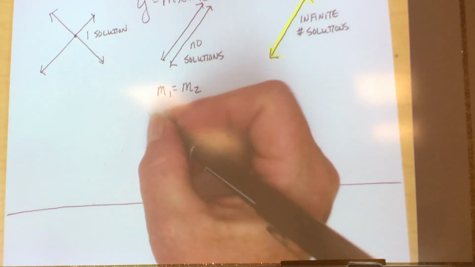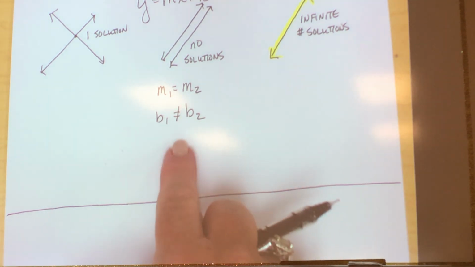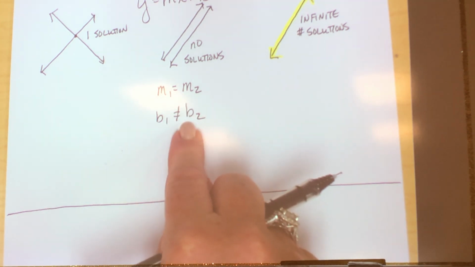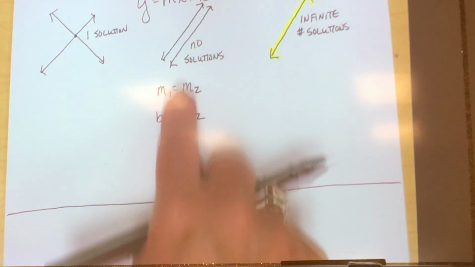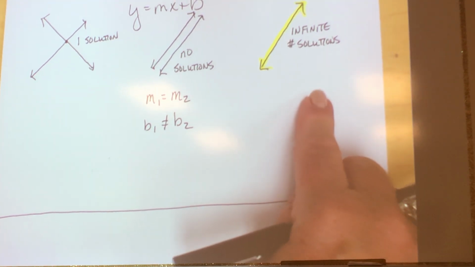They're different. Guess what? B1 is not equal to B2. They can't be the same. The slopes are the same, but the y-intercepts can't be the same. That's what scoots one up and one down. One makes one below and one above. Okay? What about this guy right here?